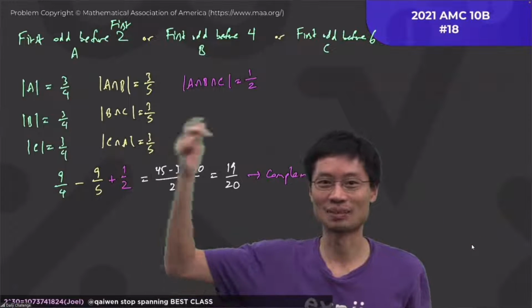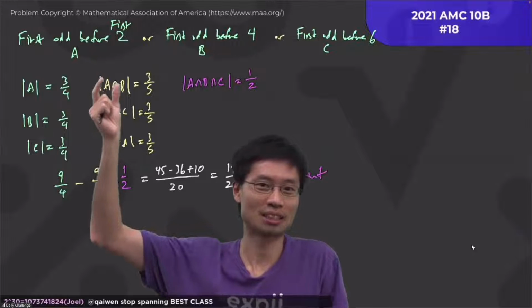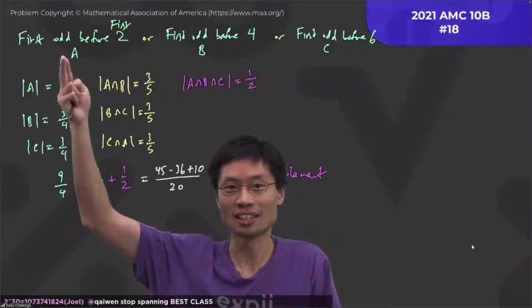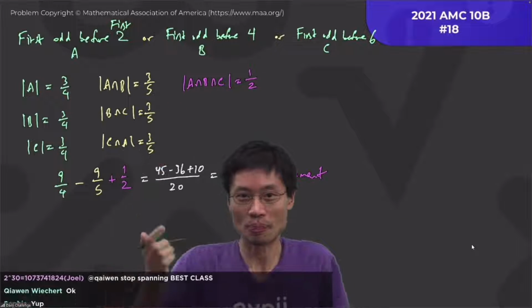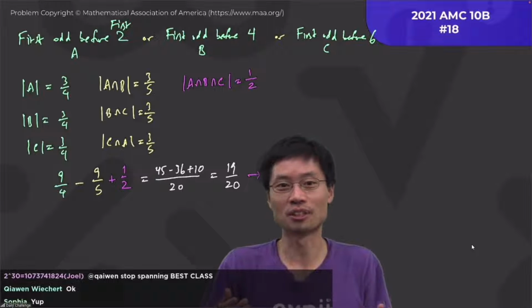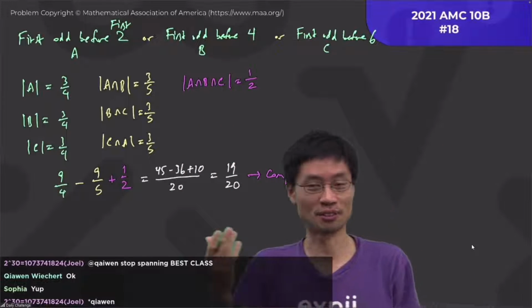I was like, okay, my font is too small. But what I did is I said, let's make some events, some things that have probabilities. The A event is the chance that the first odd number comes before the first 2. Then I've got the B event, which is that the first odd number comes before the first 4. And then I also have the chance that the first odd number comes before the first 6.